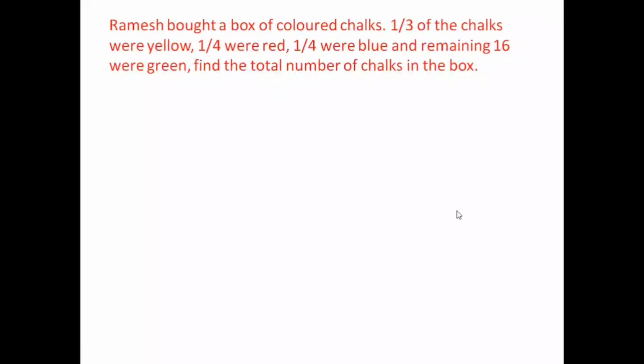So the question is, Ramesh bought a box of colored chalks. 1/3 of the chalks were yellow, 1/4 were red, 1/4 were blue, and the remaining 16 were green. Find the total number of chalks in the box. Here we don't know the total number of chalks, so we will assume the total number of chalks as x. So let the total number of chalks be x.